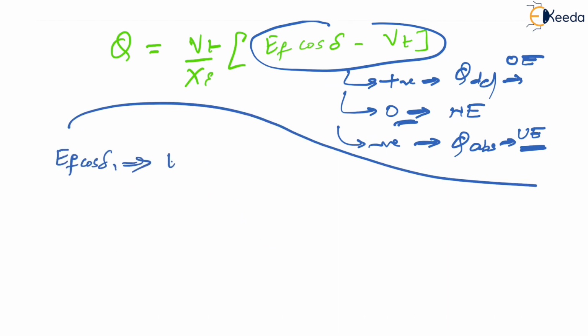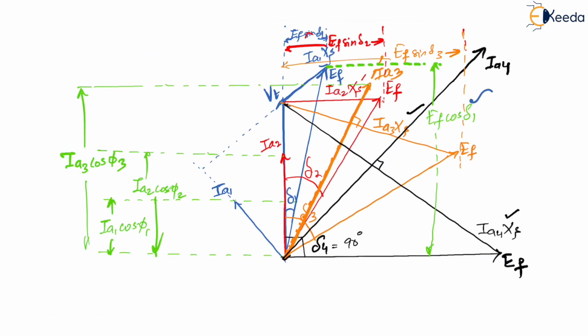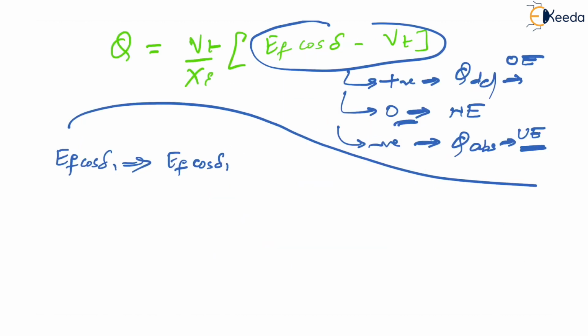For the EF cos delta 1 case, if you observe, EF cos of delta 1 is here and Vt is here. Which is more, which is less? EF cos of delta 1 is more than Vt. If it is more than Vt, then what will happen? EF cos of delta is more, Vt is less. More minus less is going to be positive.